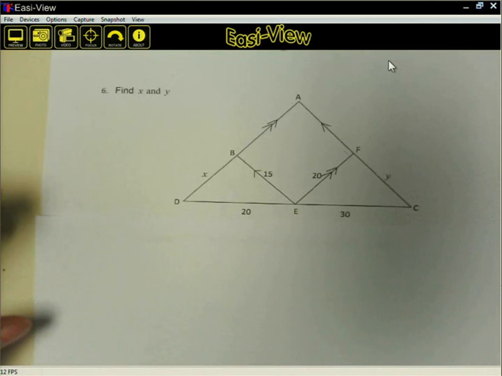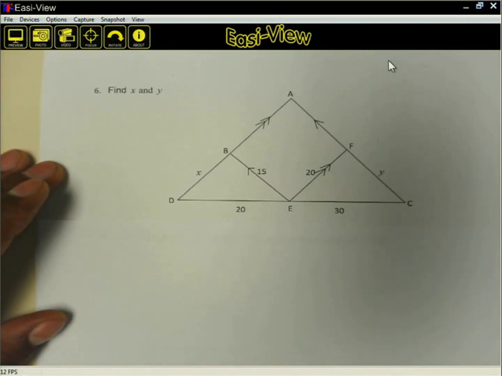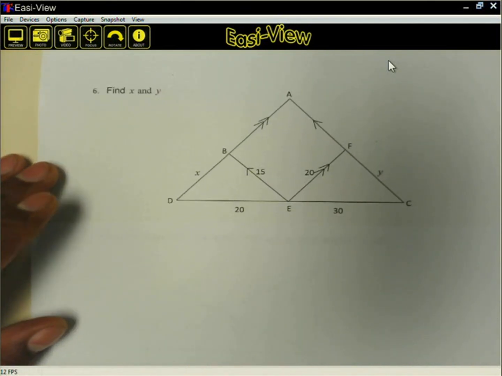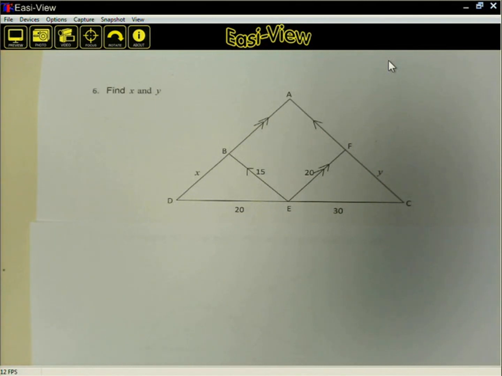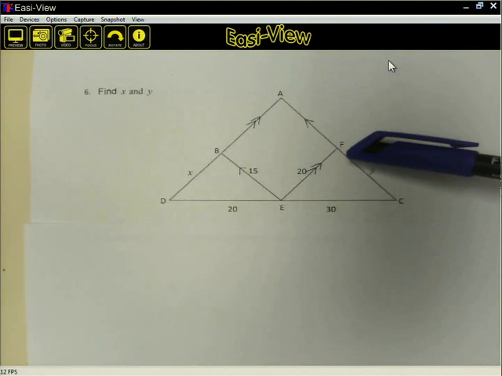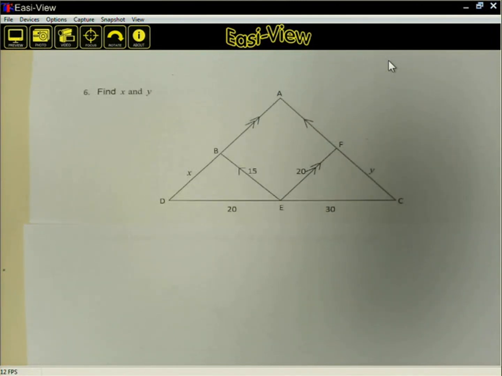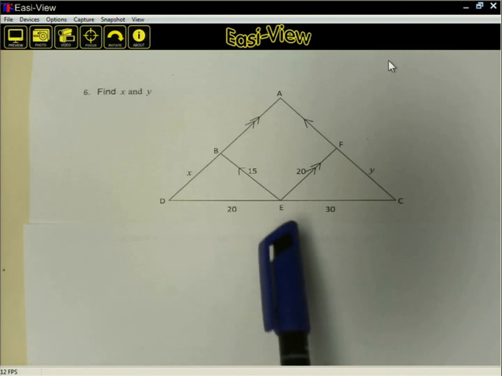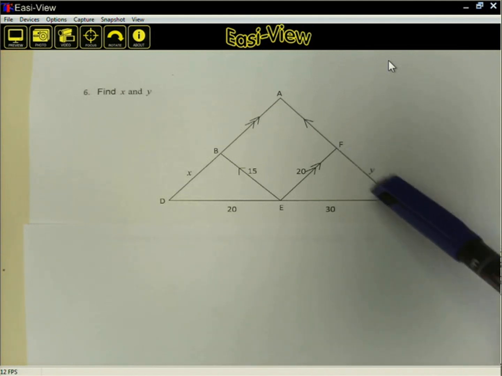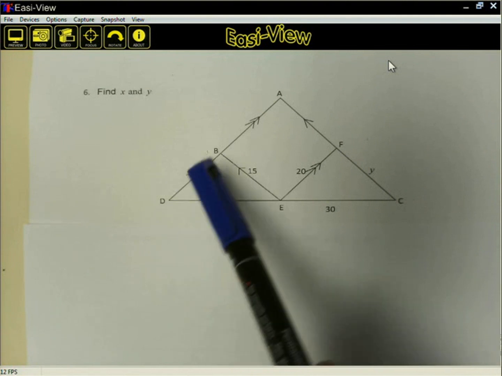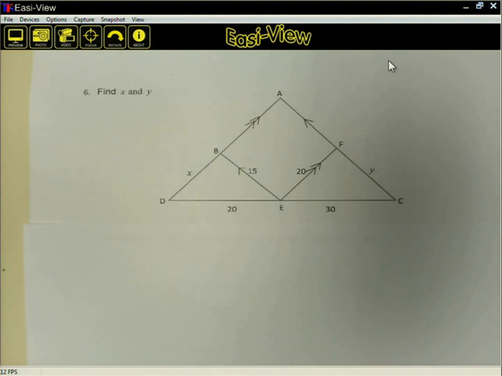The simple one: find X and Y. Check the given information. BE is parallel to AF. EF is parallel to BA. That is what is given. And DE is 20, EC is 30, FC is Y, DB is X. For 5 minutes, find me the value of X and Y. While I'm having a cup of water again, please find the value of X and Y. Good luck.